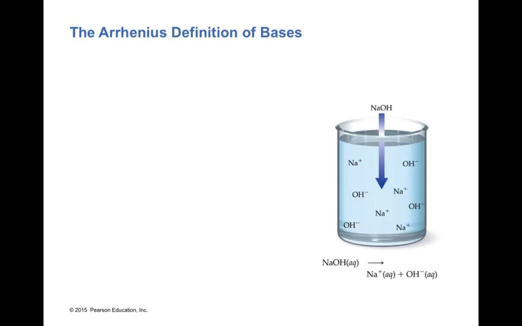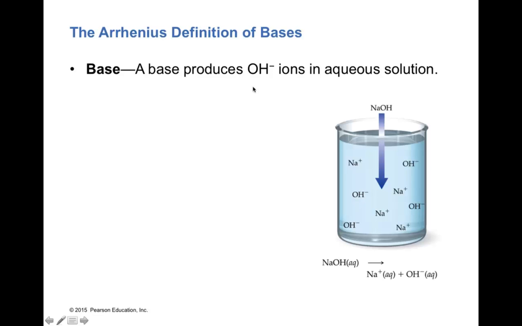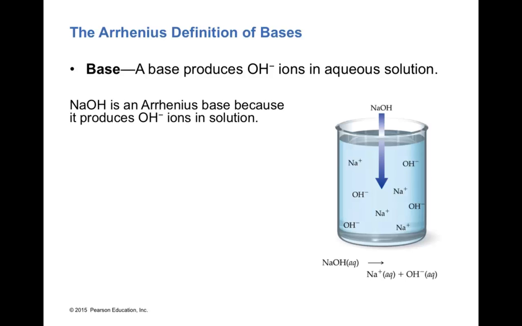Now let's see how Arrhenius defined bases. Bases produce OH- ions in aqueous solution. So any compound that produces OH minus or hydroxide ions in solution will be classified as a base as defined by Arrhenius. Sodium hydroxide is an Arrhenius base because it produces hydroxide ions in solution.